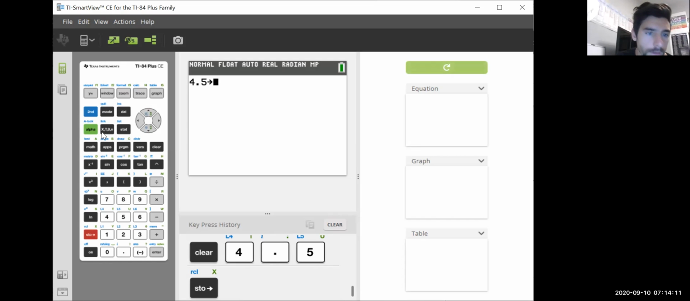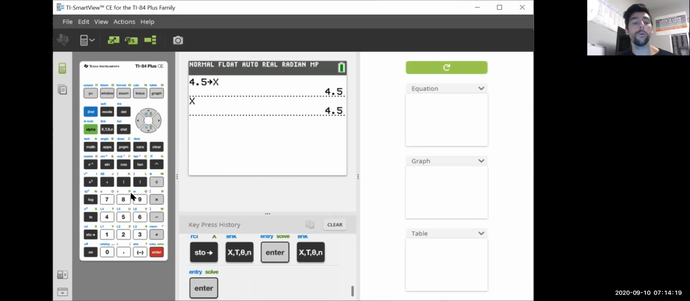And then I want to put this button right here next to alpha, has an X in front. So it can be used as your variable button. So now what's cool is every time I type in X, 4.5 comes up. And so what I'm going to do is type the function.